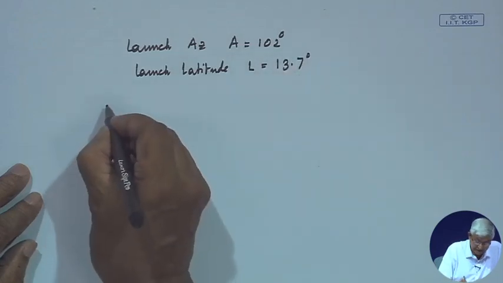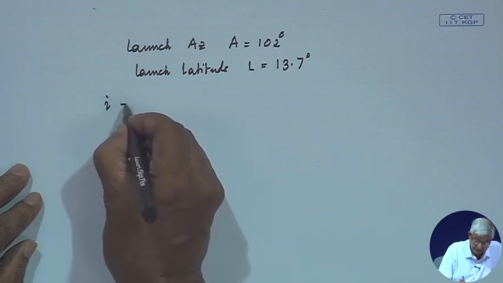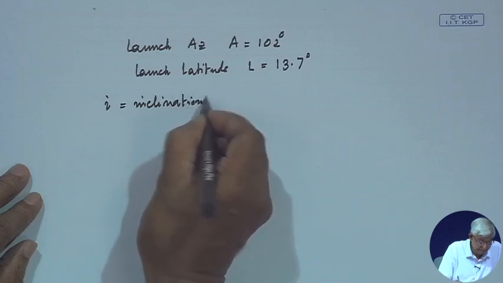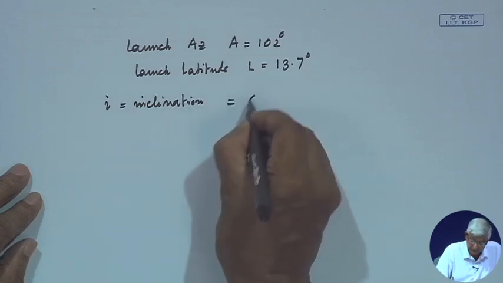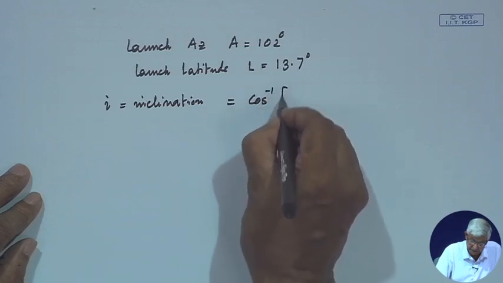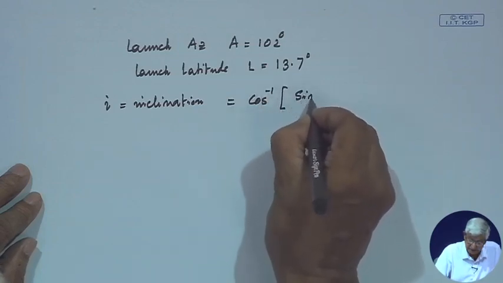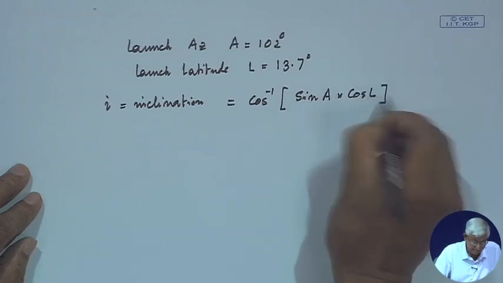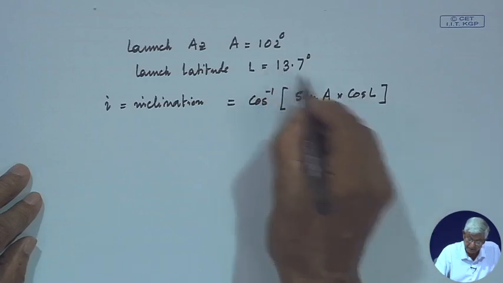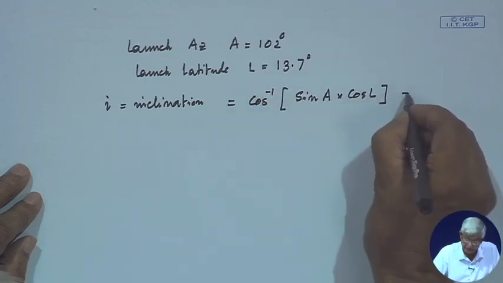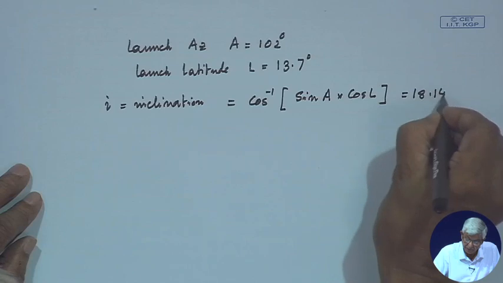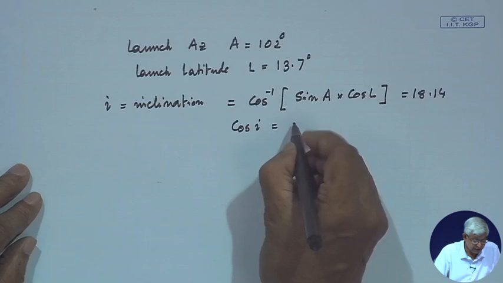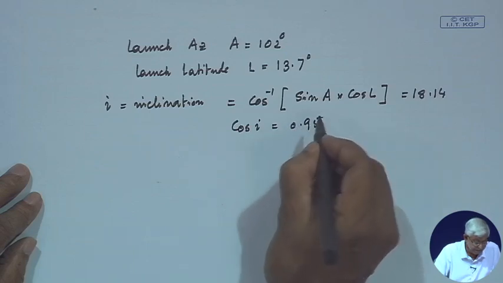If I is the inclination of the orbit, then I is equal to cos inverse of sine of A into cos of L, as was explained in the class. If you put this A and L value, it comes out to be 18.14 degree, or cos I will be 0.95.